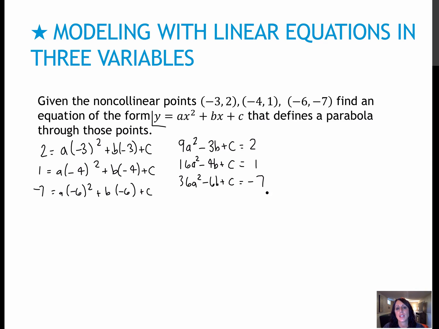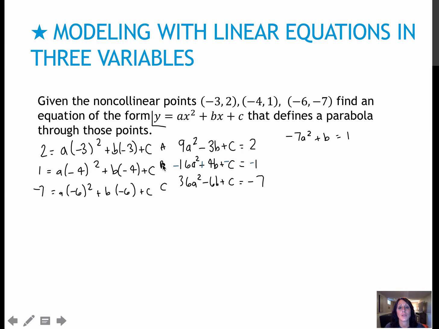I'm going to choose to take, again, my middle equation multiplied by negative 1. So I'm going to change all of the signs in just the middle equation, and that will help me to eliminate that c value. So I'm going to add together my first and second equation. So 9 and negative 16 would be negative 7a. Negative 3 plus 4 would be plus b. And c and negative c would cancel. 2 and negative 1 would give me 1.